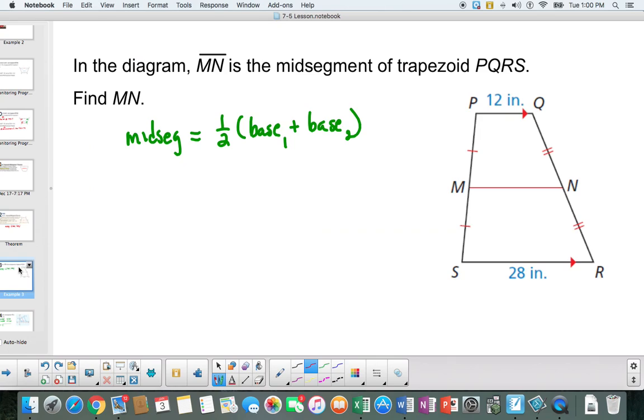They're asking me to find the length of the mid-segment, so I wrote down the formula, and one base is 12, the other base is 28. That's going to add up to 40. Half of 40 is 20, so that's how long the mid-segment will be.